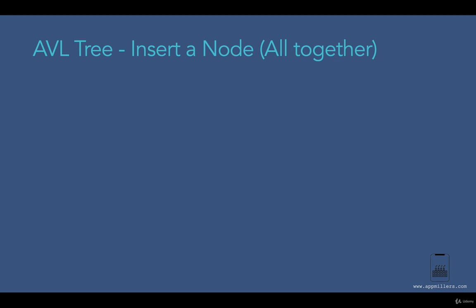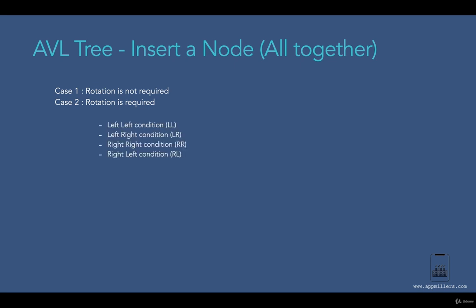Alright, in the first lecture on insertion of a node in an AVL tree, we mentioned that when we insert a node into the AVL tree, we have two cases. The first case is rotation is not required, and the second case is rotation required. When rotation is required, we have subcategories: four conditions, namely left-left, left-right, right-right, and right-left.